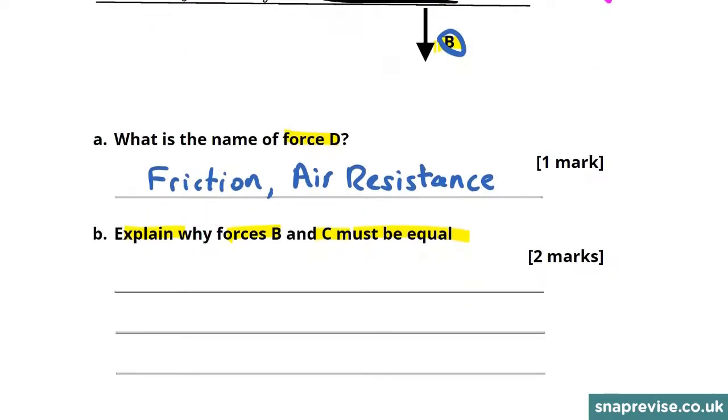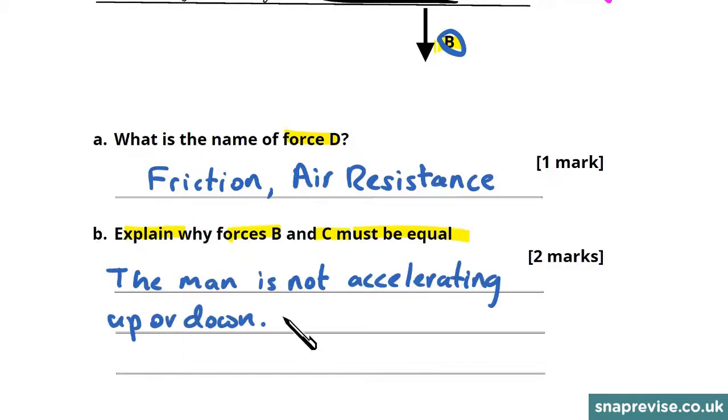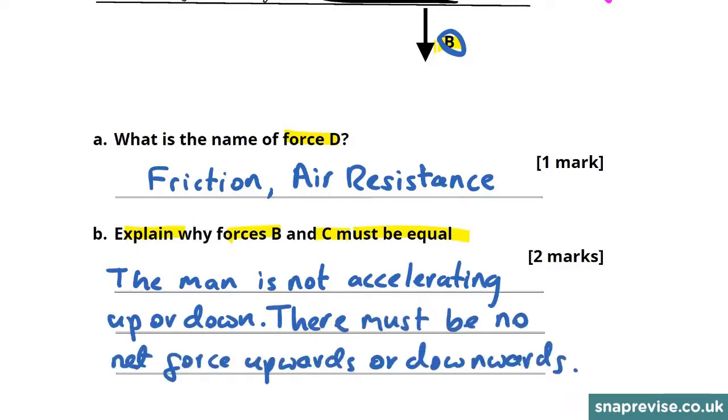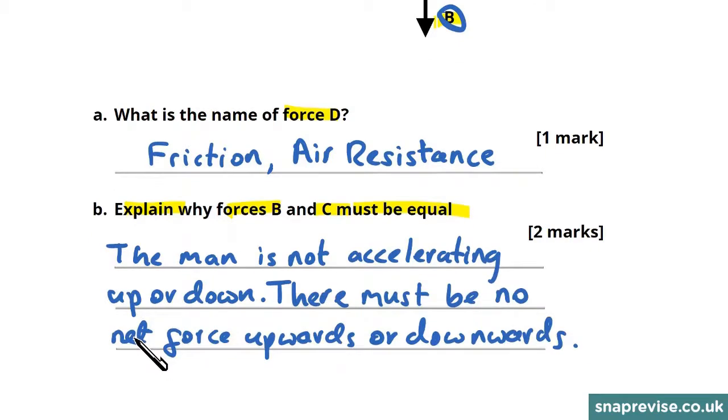So our answer is that the man is not accelerating upwards or downwards. And this means there must be no net force upwards or downwards. And for there to be no net force means that force B and C must cancel each other out.